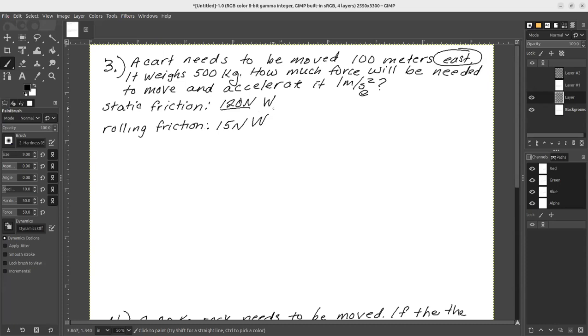So in order to start it, remember, static friction opposes the start. You're going to need a little more than 120 newtons east, because that's the direction we want to move. To keep it rolling, you will need a little more than 15 newtons east.